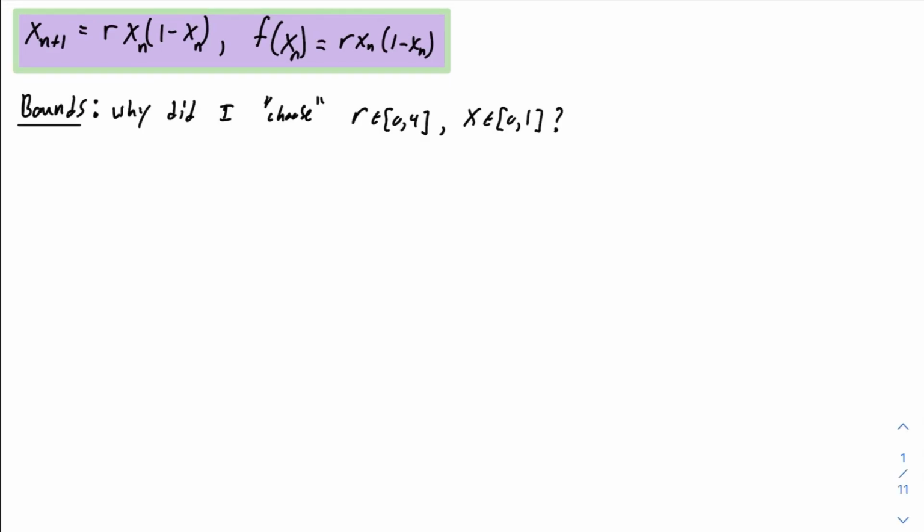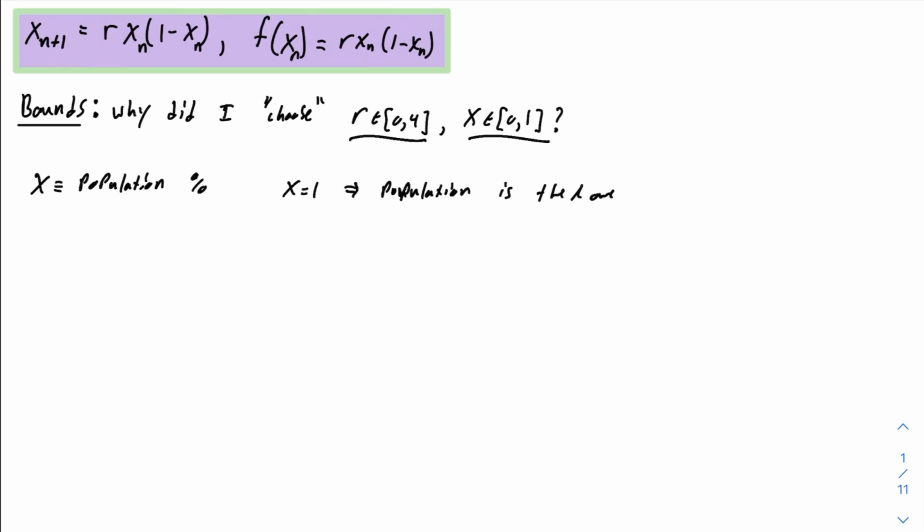All right, so the first, most natural, lowest level thing that you need to find is bounds. So why did I choose r equals 0 to 4 and x an element of 0 to 1 for my model? Well, x is usually supposed to represent a population percentage, where x equal to 1 means that the population is at the level such that x_{n+1} will equal 0. That's like maxing out the environment for one year, completely destroying it, and the next generation completely dies off. And then obviously at x equals 0, your population is dead. And obviously you can't have a negative population.